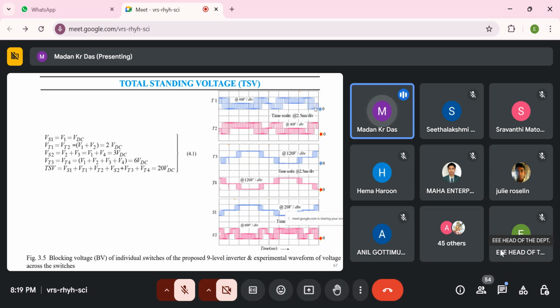And now the total standing voltage in this inverter, only 20 VDC will be proposed, and this is the blocking voltage of every switch. This is T1, T2, T3, T4, S1, S2. S1, S2 are the bidirectional switches. T1, T2, T3 are the unidirectional switches. So this is the experimental blocking voltage of the 9-level inverter.